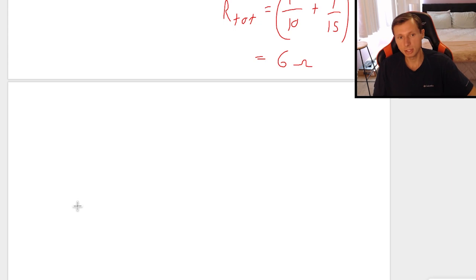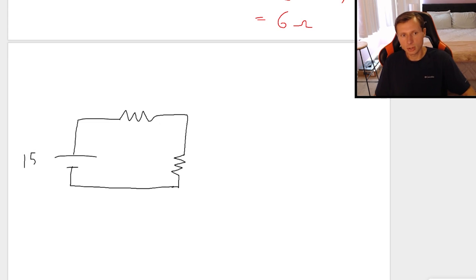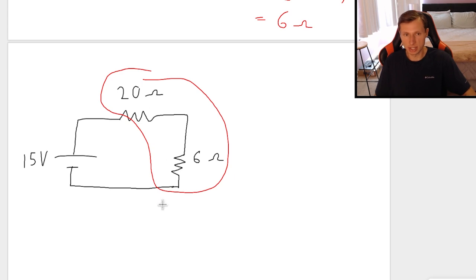And then what you're going to see me do is redraw the circuit. I am not updating the first picture. I am drawing a new picture. And yes, this could require a lot of paper. This circuit still has the 15 volts, the 20 ohms up here, and now the 6 ohms here. And now I would combine the 20 and the 6 in series. That's easy math. 20 plus 6 equals 26 ohms. We love resistors in series.